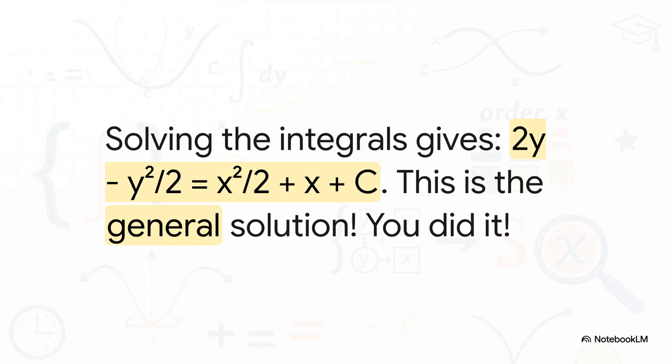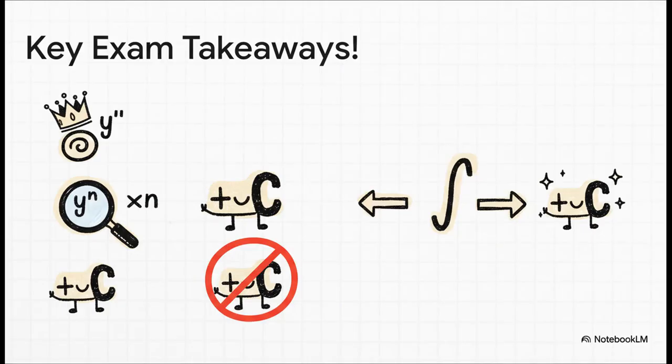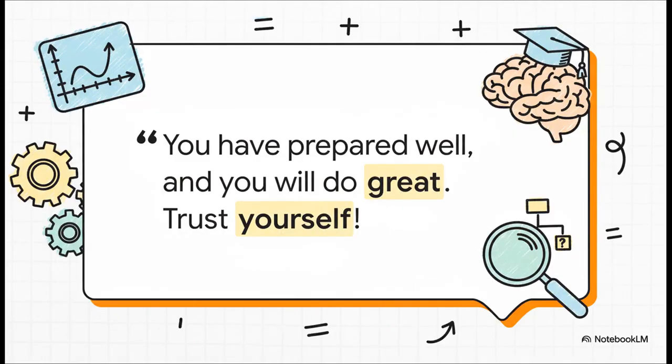Well done, beta. So let's do a quick revision for the exam. What are the key takeaways? Order is the highest derivative. Degree is the power of that highest derivative. A general solution will always have a plus c. A particular solution will not have c. And for our superstar method, separate the variables, integrate both sides, and always remember to add plus c. Got it? Perfect. And that's it for this chapter.